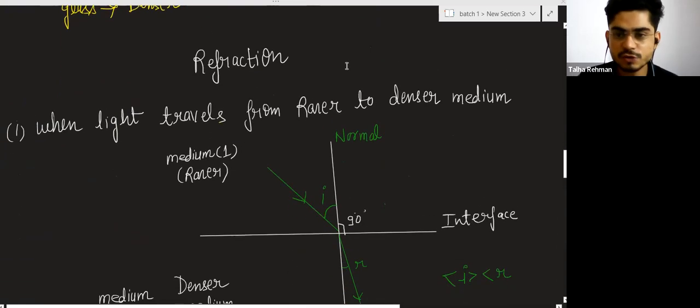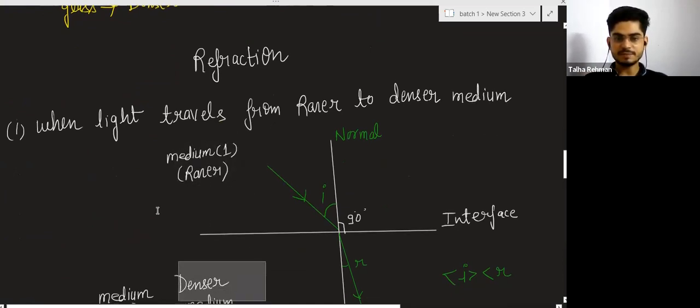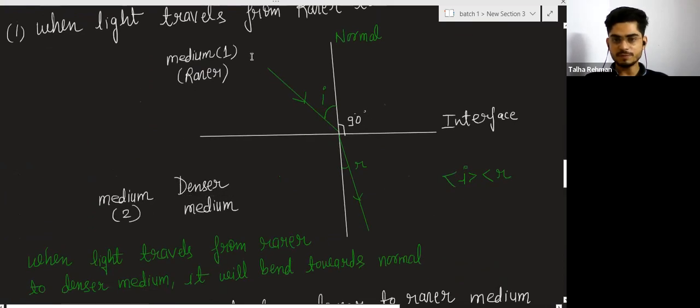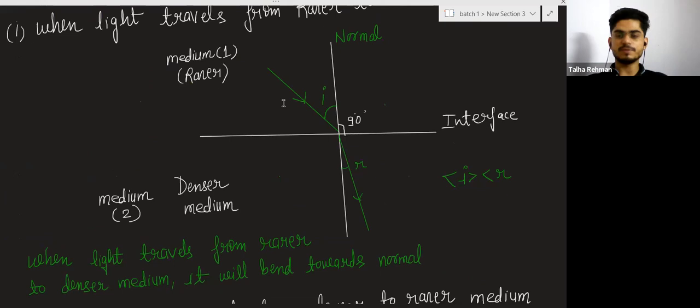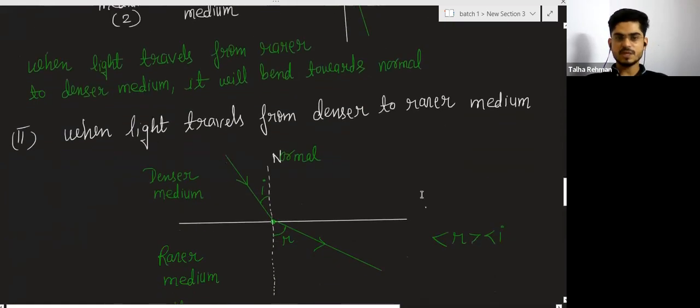Now, I have also told you about when a light travels from rarer to denser medium. This is the rarer medium and this is the denser medium, and light ray is traveling from this rarer medium to denser medium. And whenever the light ray will travel from rarer medium to denser medium, it will bend towards the normal. It means the angle of incidence will be greater than the angle of refraction.